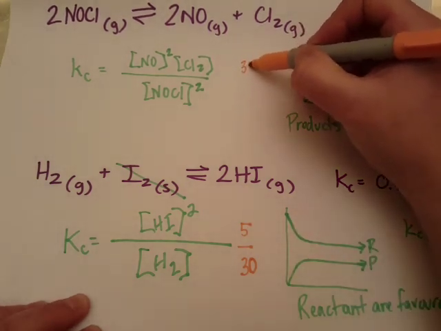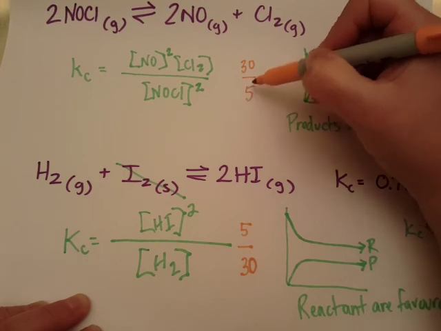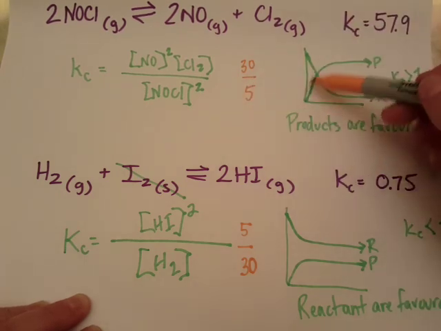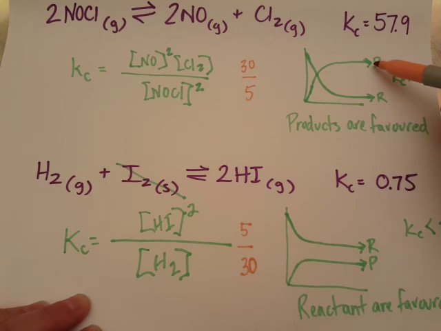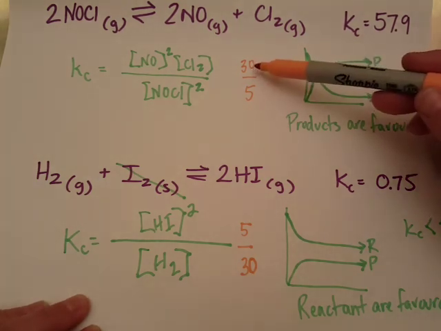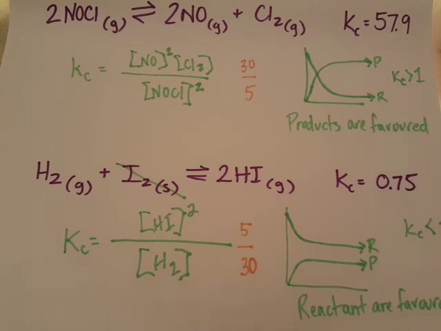In this one here, we could have a situation where it's maybe like 30/5, where there's a lot of products at equilibrium and significantly less reactants. So when the Kc value is greater than 1, it means that the big number's on top, and therefore at equilibrium the products are favored.